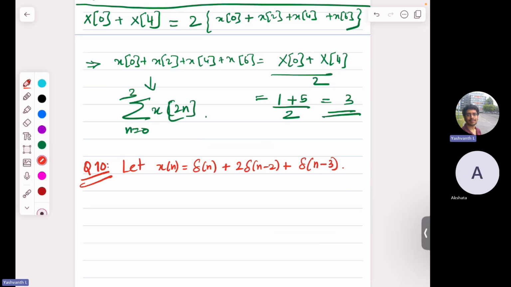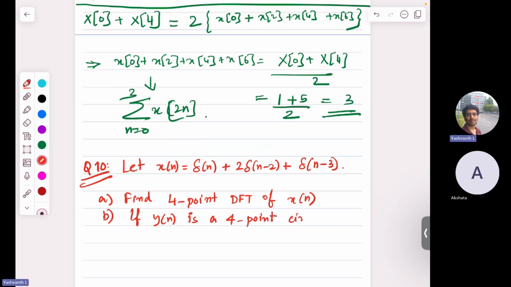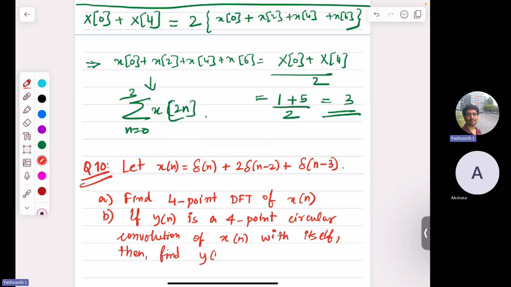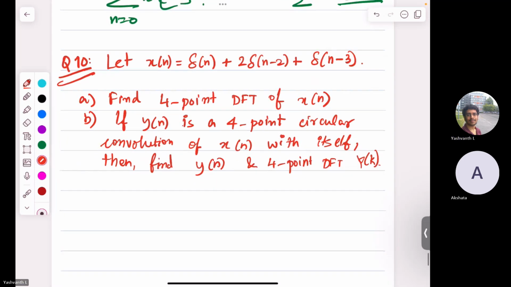Okay, simple. First question is, find the 4-point DFT of x of n, and B, if y of n is a 4-point circular convolution of x of n with itself, then find y of n and the 4-point DFT y of k. Okay, this is the last question for today.